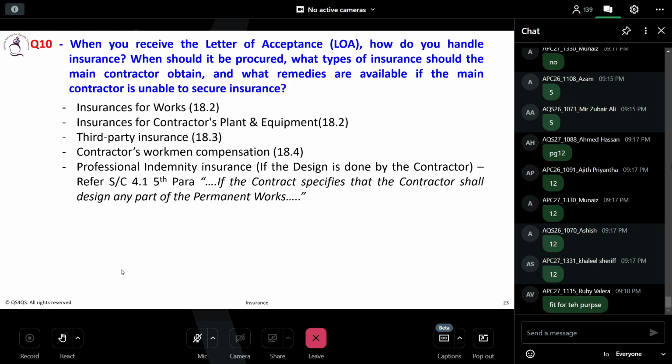Look at this. Anything that he designed and that is not fit for its intended purpose, can we use it? So yes, it's going to be a claim and you have to rectify. So just mark it: 4.1, the fifth paragraph, plus this one, C, 4.1 C. These all are connected.